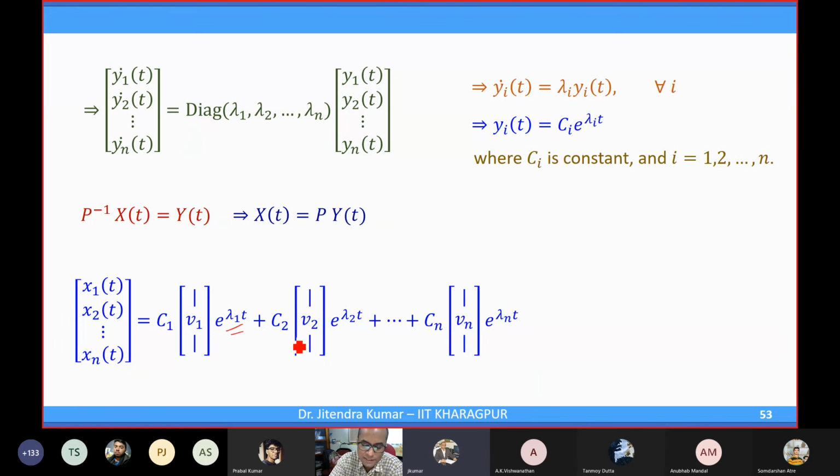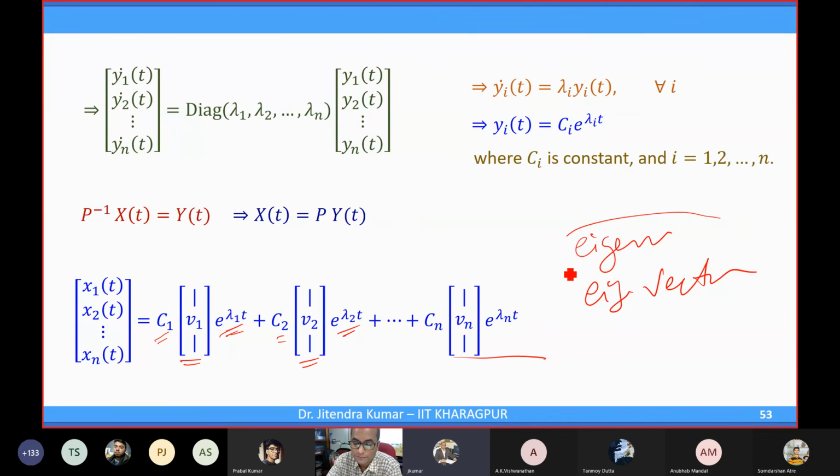If you compute the eigenvalues and eigenvectors, then you have a constant, the eigenvector, and e power lambda t with the corresponding eigenvalue, and then c2, the second eigenvector, e power lambda 2 t, and so on. You can write down the answer directly. What do you need? You need eigenvalues and you need eigenvectors. That's all. For a given system, you compute the eigenvalues and eigenvectors, and then you write the solution directly. Fine?